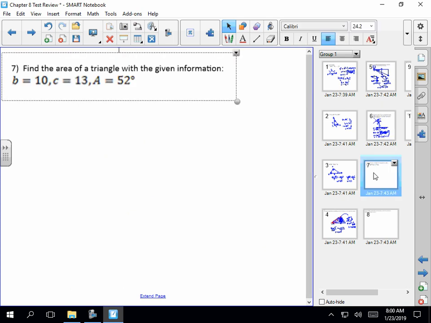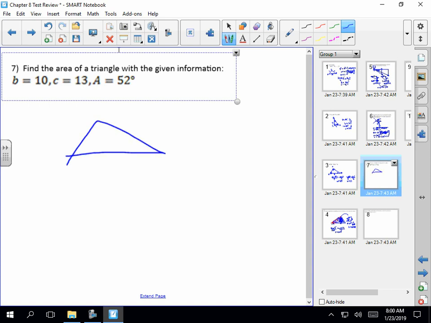All right, find the area of a triangle with the given information. So we've got b equals 10, c equals 13, A equals 52 degrees. That's a side-angle-side case. If I were to draw a quick picture, we've got a 13 and a 10 and a 52 degrees here.